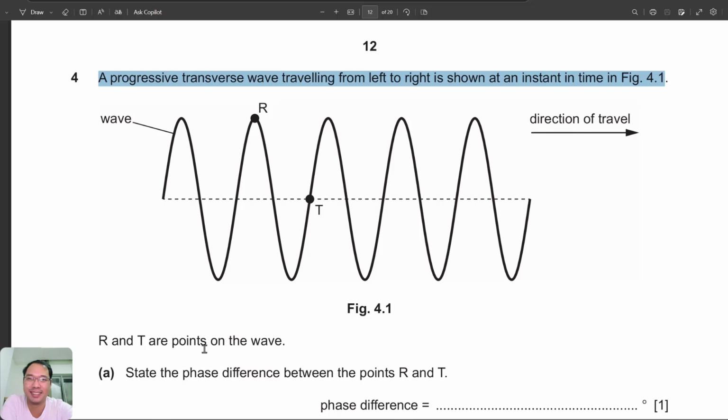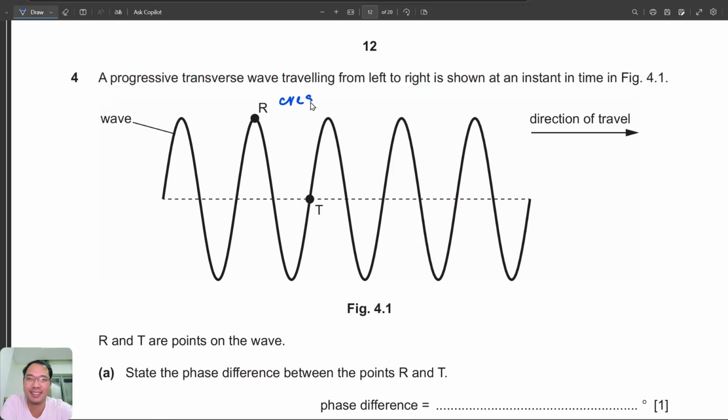R and T are points on the wave. R here is a crest, and T here is the equilibrium position. State the phase difference between the points R and T. Okay, the answer is simply 1/4 of a period.